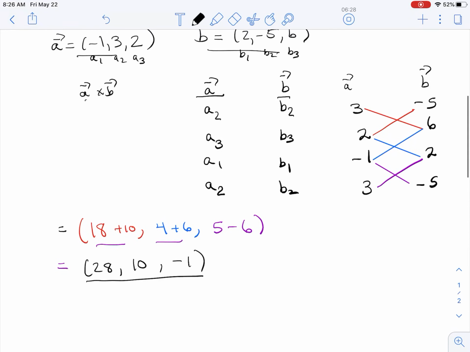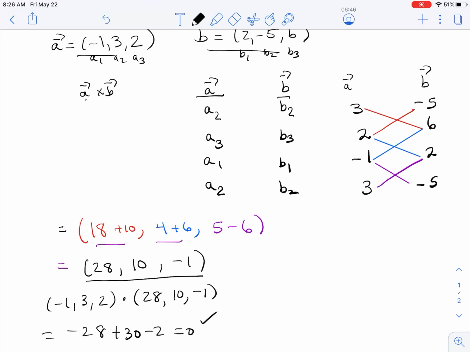So, is this vector perpendicular? Well, we have a perpendicular test. So, let's go back to A. If it truly is perpendicular, that means if I do the dot product with this result of the cross product, it should equal 0. And let's see if it does. Yes, it does. So check.